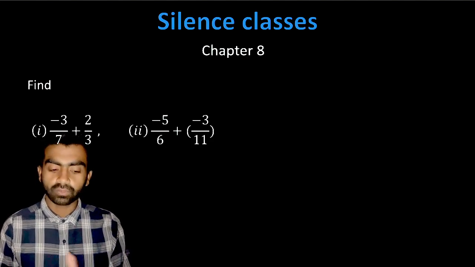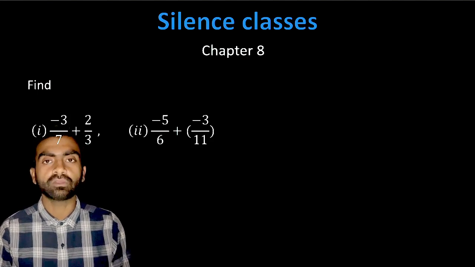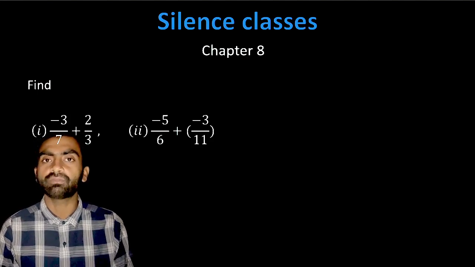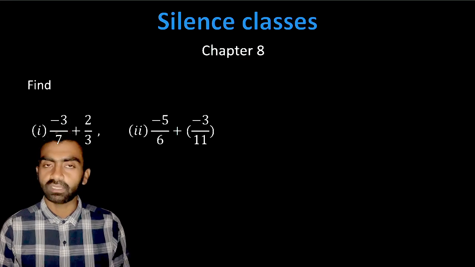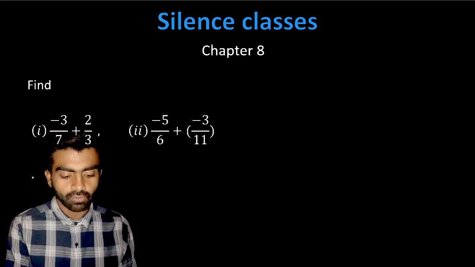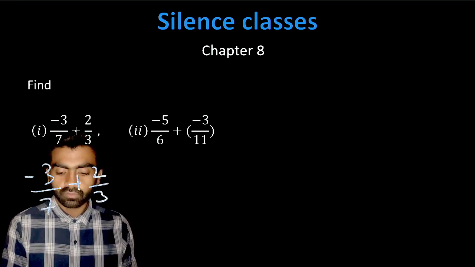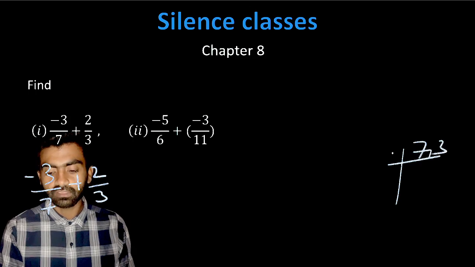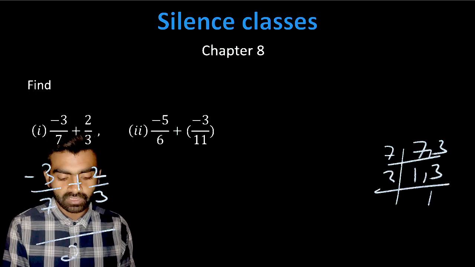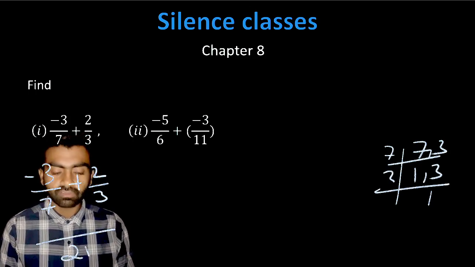Fine, over here you can check the denominators are not the same. So first of all, we have to take the LCM and make the denominator equal. So we can write it down: minus 3 upon 7 plus 2 upon 3. So we can take the LCM. 7 and 3, 7 3s are 21. 21 is the LCM.